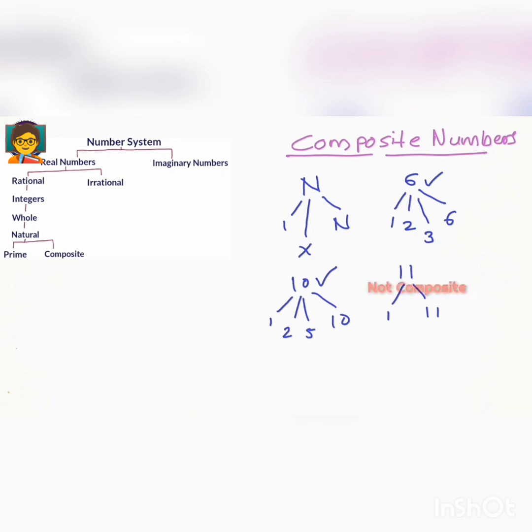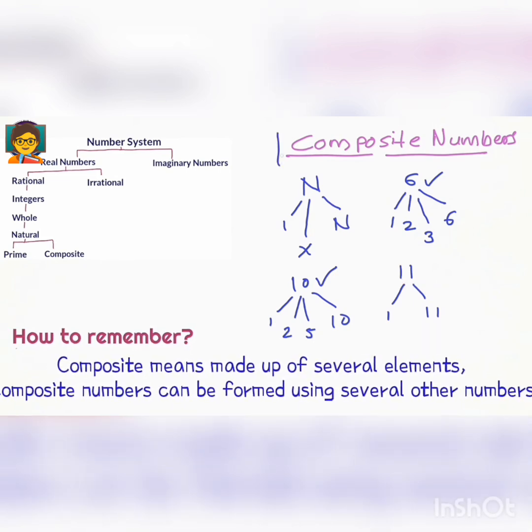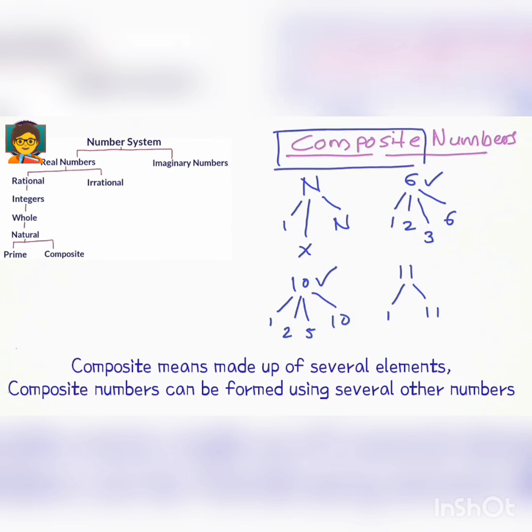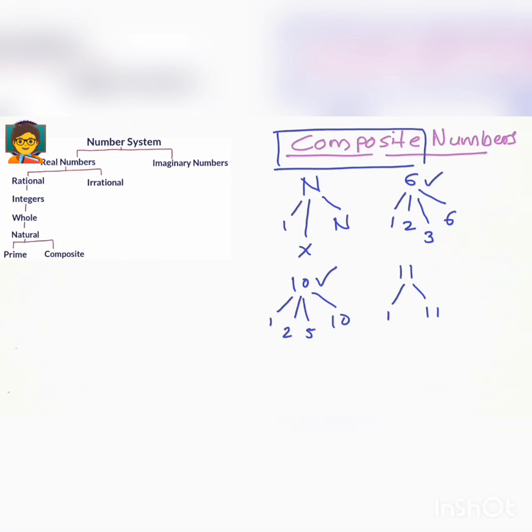Now the question is how you are going to remember the composite numbers. It is very simple. Let's understand the literal meaning of the word composite. The word composite says made up of several elements. Hence the composite numbers are made up of several numbers. It is easy to remember. That's the reason it is called a composite number. Some of the composite numbers are 4, 6, 8, 9, 12 and so on.